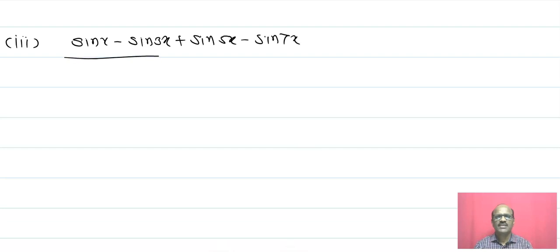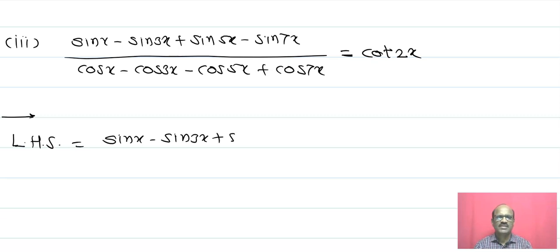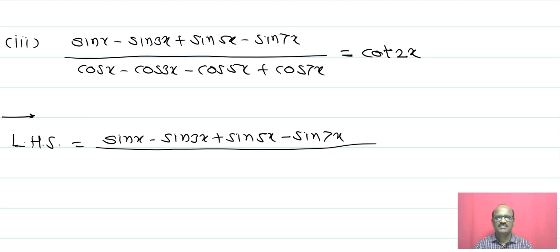Now the next is third, sin x minus sin of 3x plus sin of 5x minus sin of 7x upon cos x minus cos of 3x minus cos of 5x plus cos of 7x is equal to, big expression is there, that is cot of 2x. Now see this, again this is very simple. Therefore we will consider the LHS. All the problems tell that you must know the formulas, sum and the difference, expressed in terms of the products. That is sin x minus sin of 3x plus sin of 5x minus sin of 7x, upon cos of x minus cos of 3x minus cos of 5x plus cos of 7x.